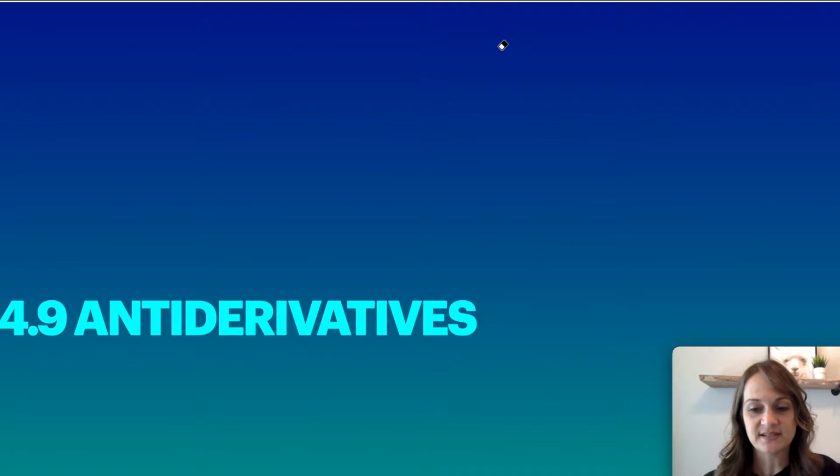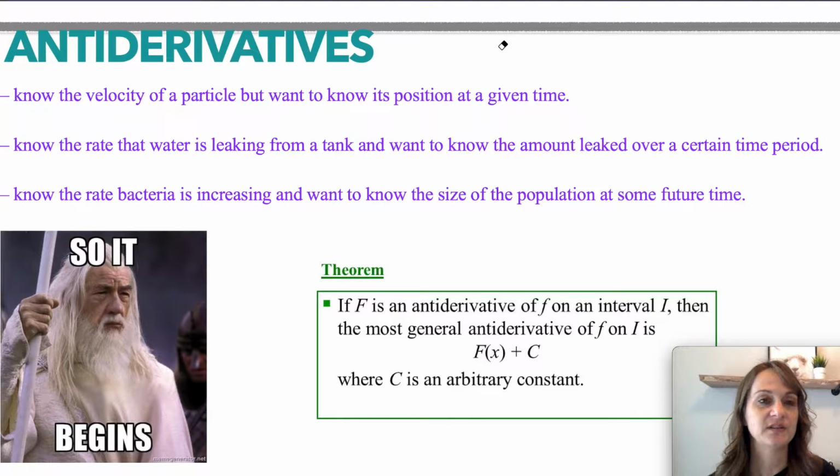In this video, we're going to be discussing antiderivatives. Whenever you know the velocity of a particle, but you want to work backwards to figure out the position or the displacement of that particle, you would use an antiderivative.